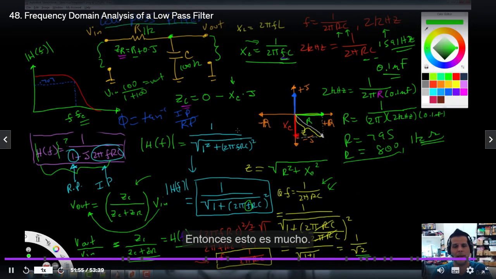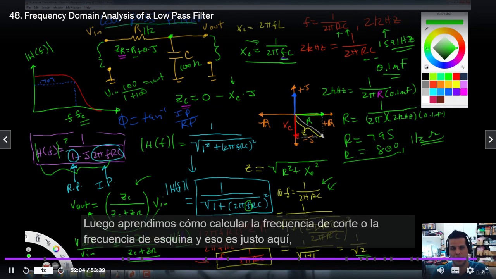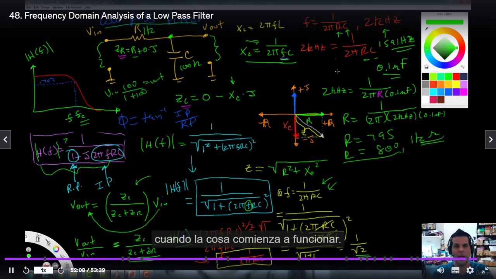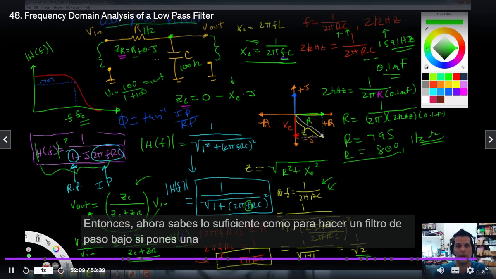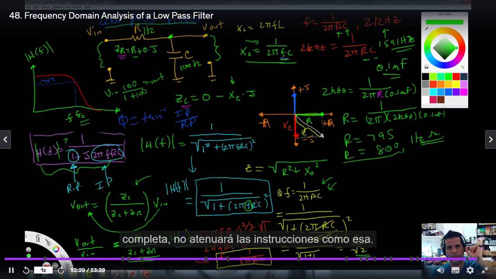So this is a lot of math, but we learned a lot: low pass filter, transfer function, magnitude of the transfer function. Then we learned how to figure out the cutoff frequency or corner frequency, and that's this F right here. That's when the thing starts operating. So right now you know enough to make a low pass filter. If you put a sine wave in this thing and sweep the sine wave from 0 to whatever, you will actually see the sine wave at full magnitude, not attenuated, and then it'll start going like that.